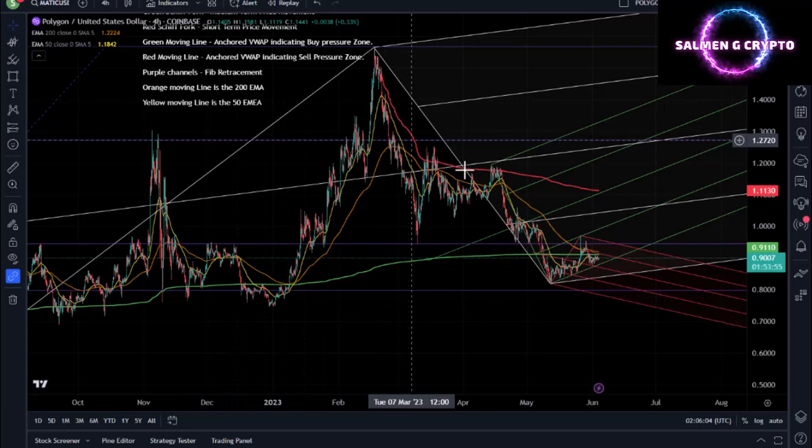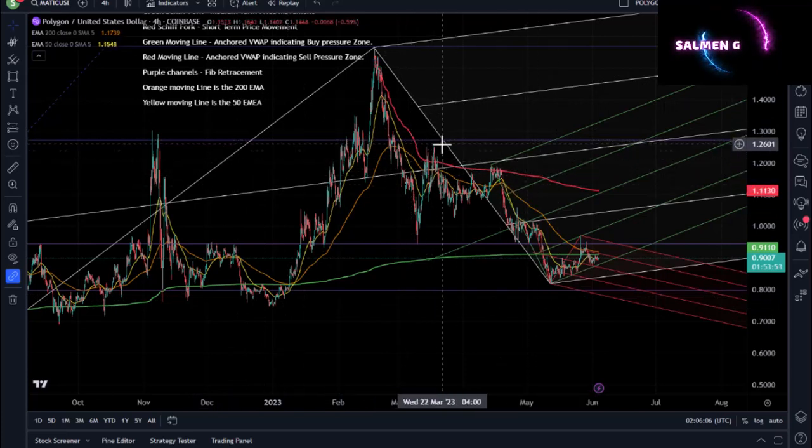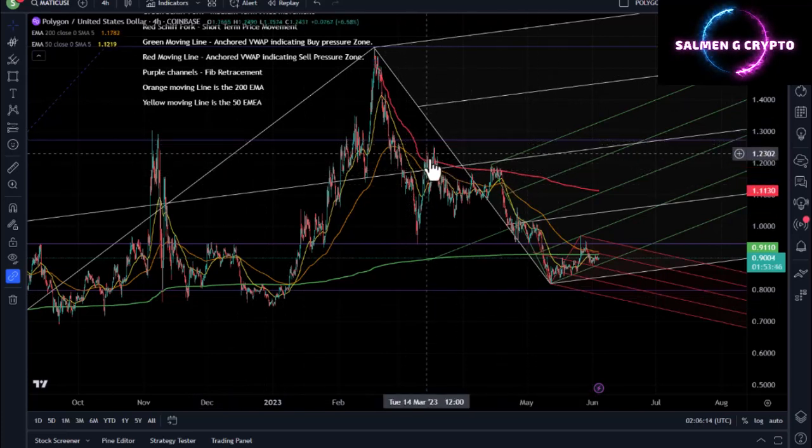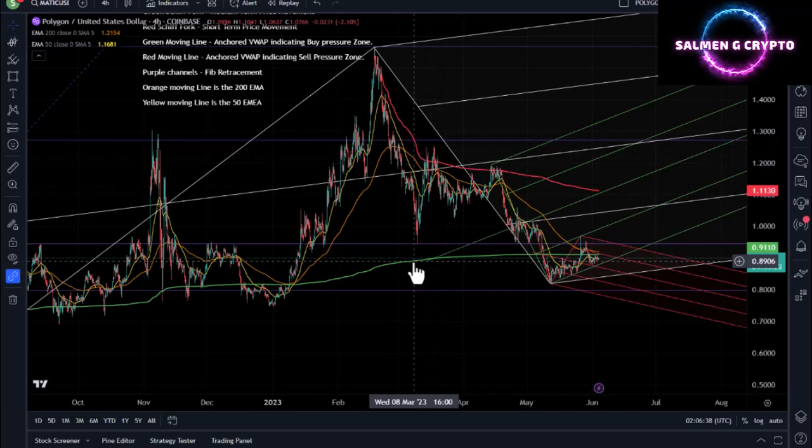Same for the red VWAP here. So whenever the price is above this line, it tends to go down. And actually, this is what the fund managers and portfolio managers use for their trading.